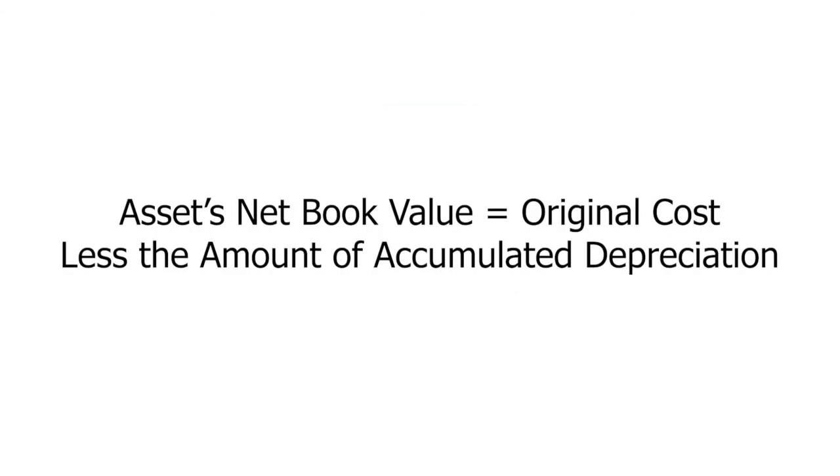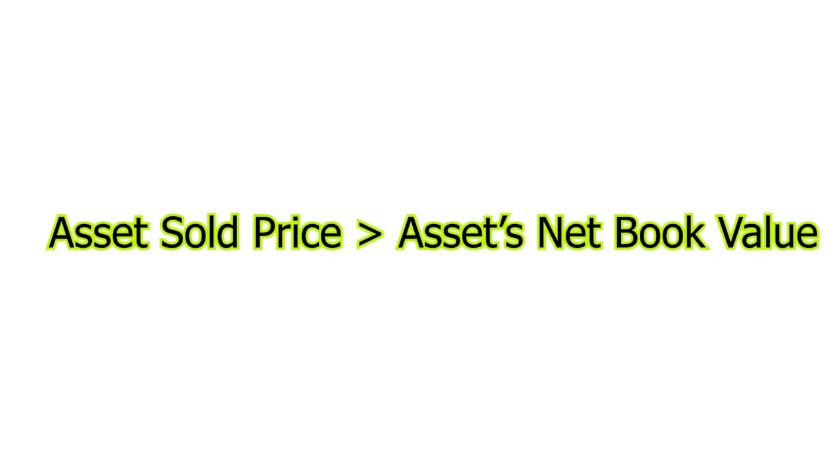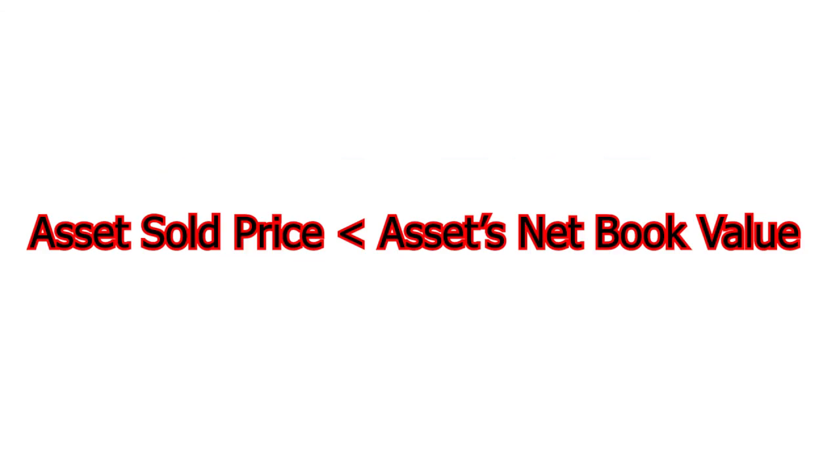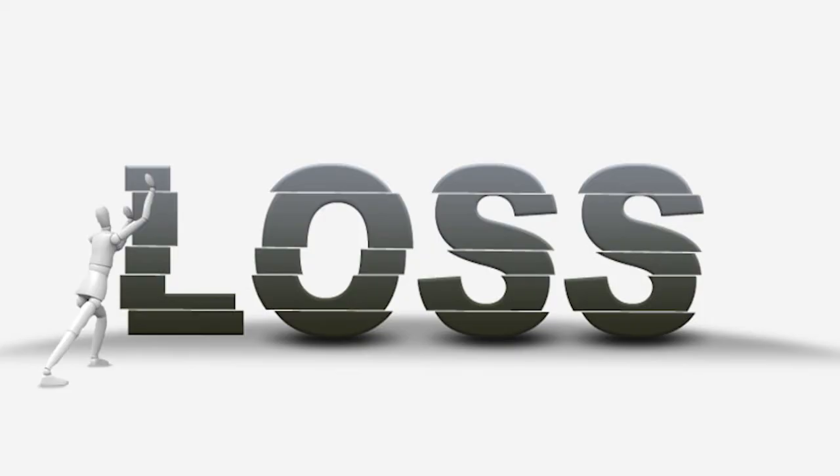An asset's net book value is equal to its original cost, less the amount of accumulated depreciation that has been recorded against the asset. If an asset is sold for more than its net book value, a gain must be recorded. If sold for less than the net book value, a loss is recorded. Immaterial asset purchases tend to be expensed immediately rather than being depreciated.